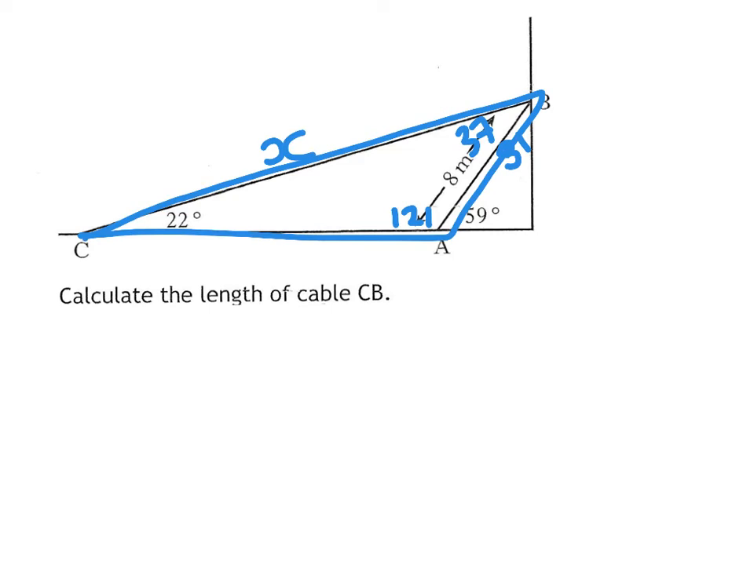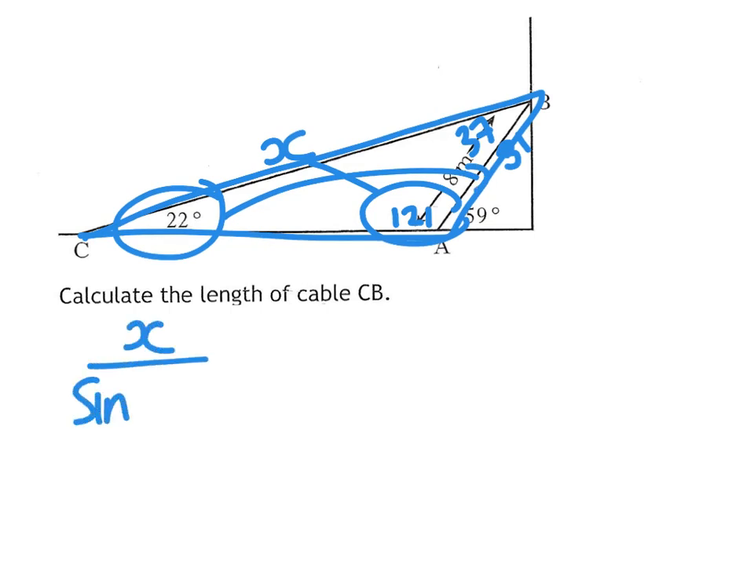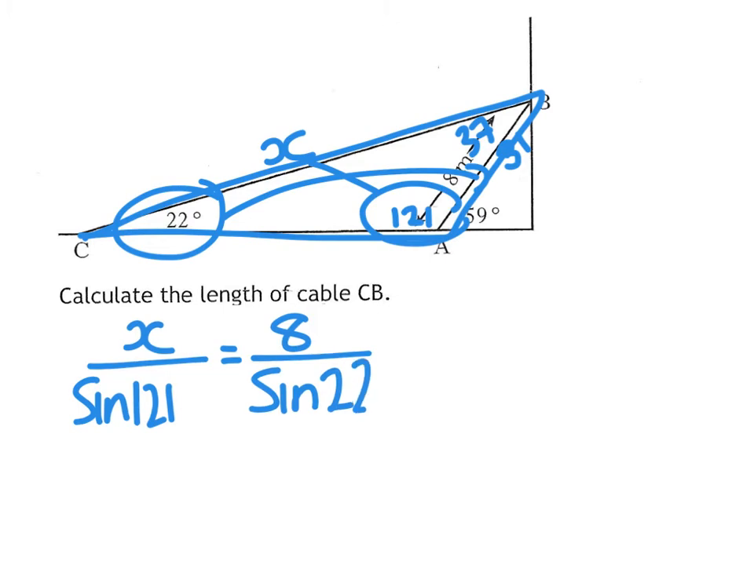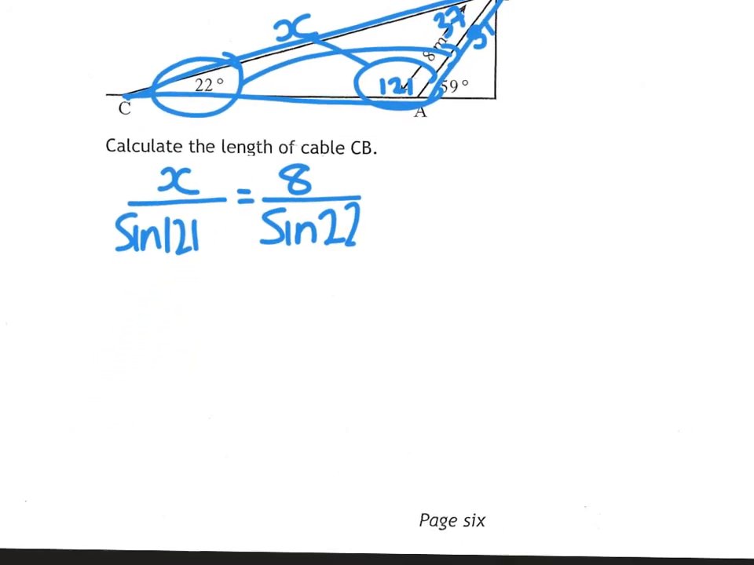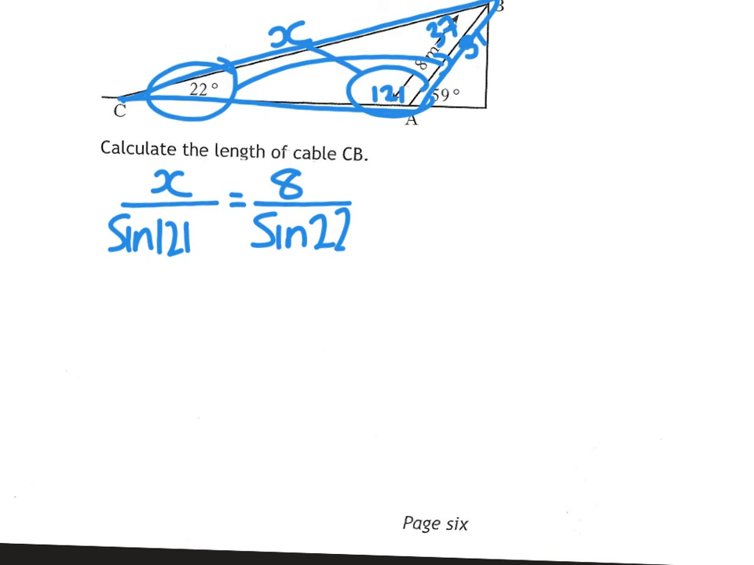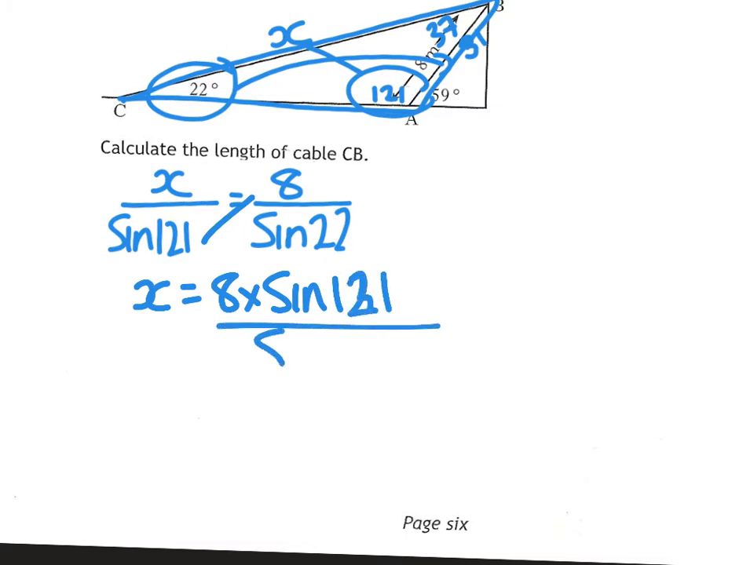I don't have two sides and an angle in between, so it's not cosine rule, but it is sine rule. I've got an angle and a side opposite, which is 8. So that's what I'm going to be using. My unknown side over sine 121 is my known side of 8 over sine 22. And then from there, I can work out the rest. So I just need to bring up the 121. So x equals 8 times sine 121, all over sine 22.